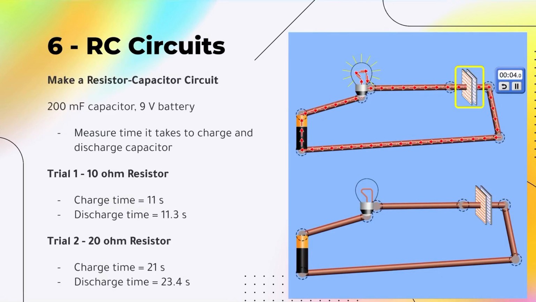Here we are asked to construct a resistor capacitor, or RC circuit, with a 200 millifarad capacitor and a 9-volt battery. We will measure the time it takes to charge and discharge the capacitor. First, we run the experiment with a 10 ohm resistor, and then we repeat it with a 20 ohm resistor. As you can see, the second trial takes longer because more resistance means it takes longer for charges to move and for the potential difference to change.